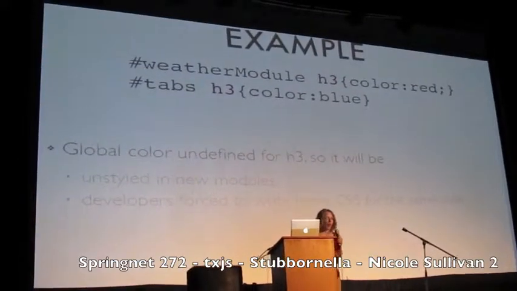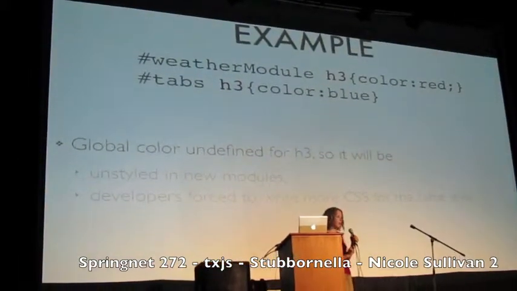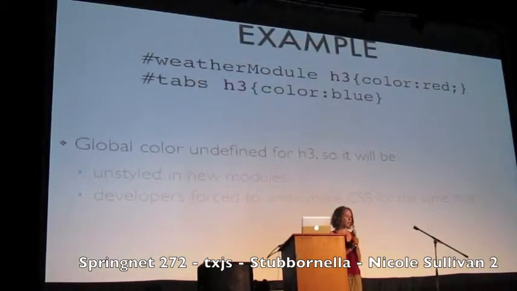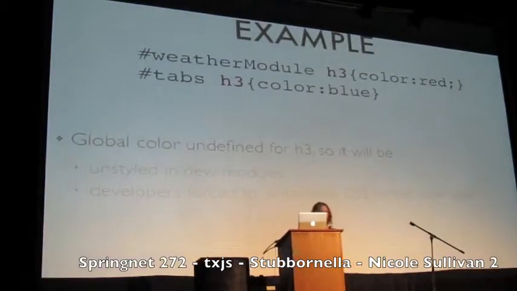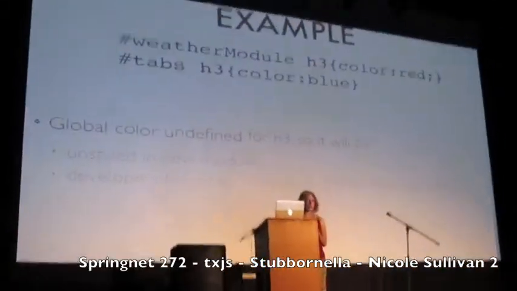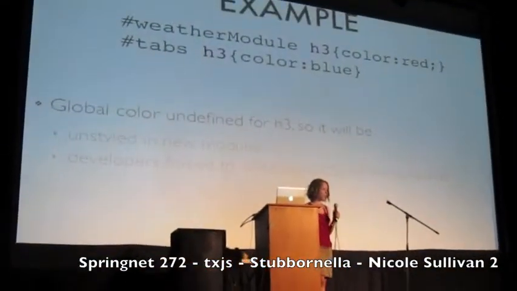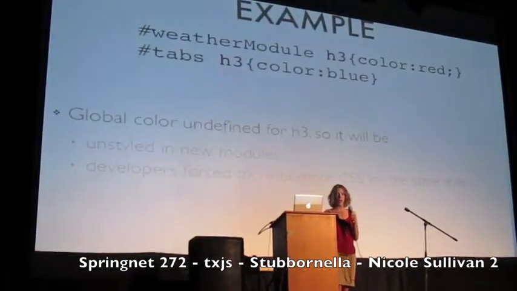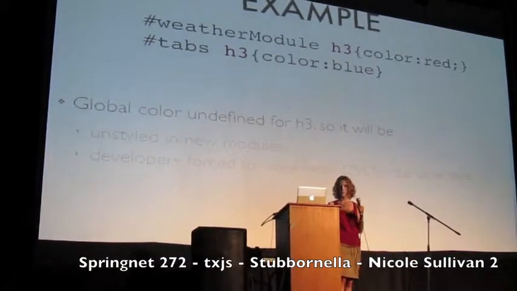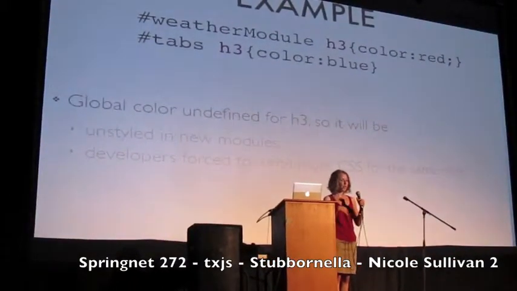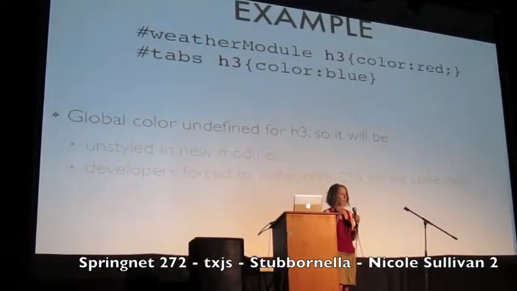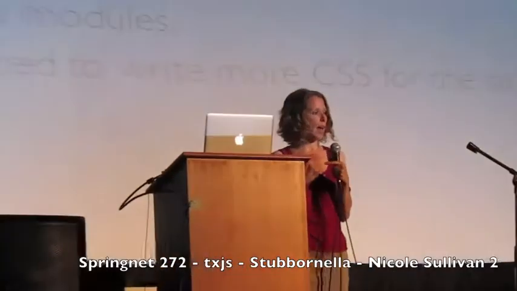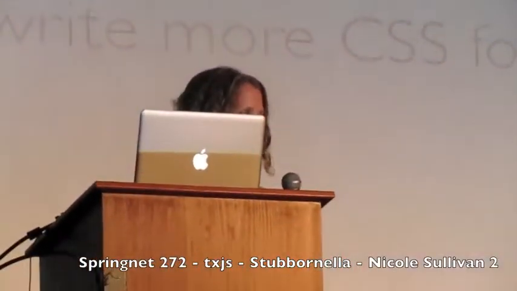So let's look at an example. I have the weather module H3, the color's red, and then the tabs module H3 and the color's blue. First of all, the global color isn't even defined. So what's going to happen if we're not in either of those examples? If we're not in a tabs module or weather module. No style, default style, who knows, right? Also, what happens if we want to have a weather module red H3 in the tabs module? You can't do it. You've made them incompatible. They can't be used in the same location, and there's no default. So you're setting yourself up to write rules that overwrite rules that overwrite rules to end up with the colors that you wanted in a particular location.